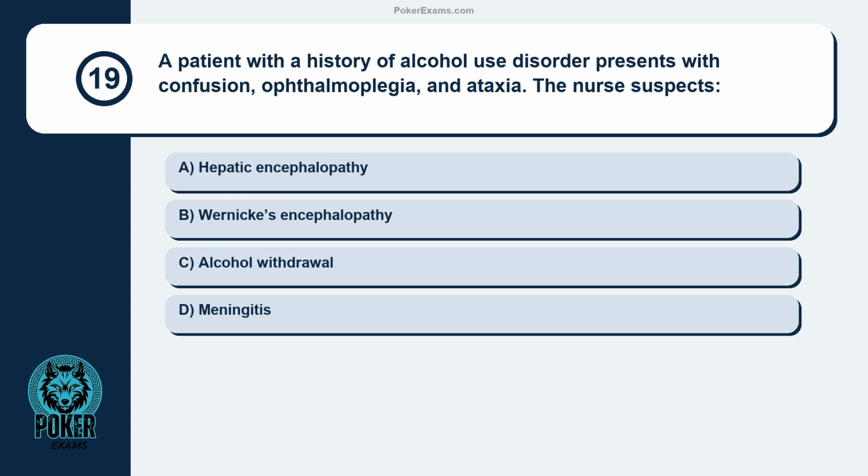Question 19. A patient with a history of alcohol use disorder presents with confusion, ophthalmoplegia, and ataxia. The nurse suspects: hepatic encephalopathy, Wernicke's encephalopathy, alcohol withdrawal, meningitis.